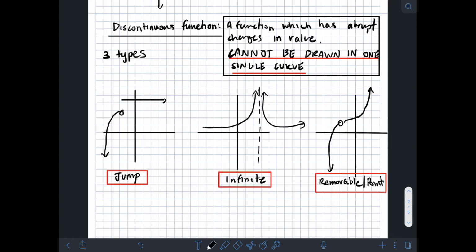The next discontinuity is the infinite one, and it's when a part or parts of a graph break off to infinity on its domain. The last discontinuity is the removable or point discontinuity, and it's where there is essentially a hole in the graph at a given value. The limit exists at this point, but it is undefined in the range of the function.